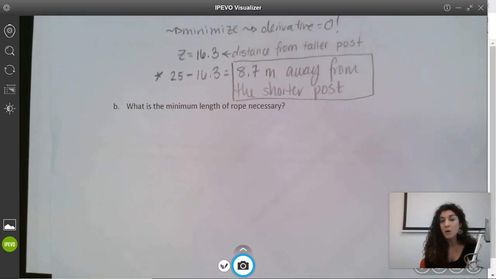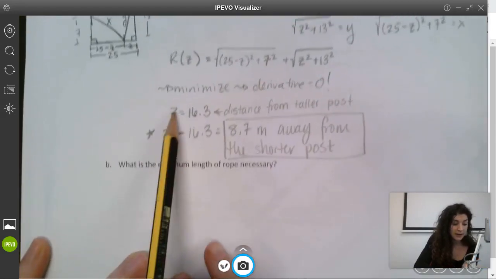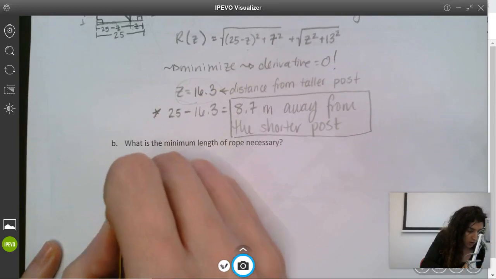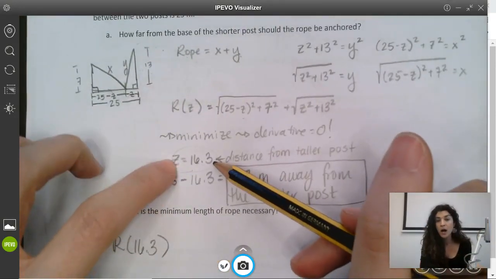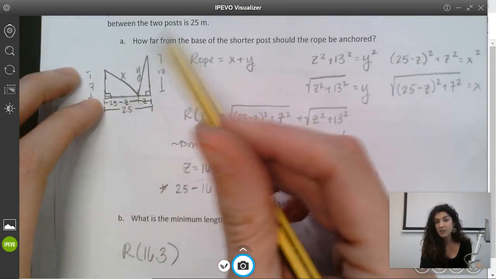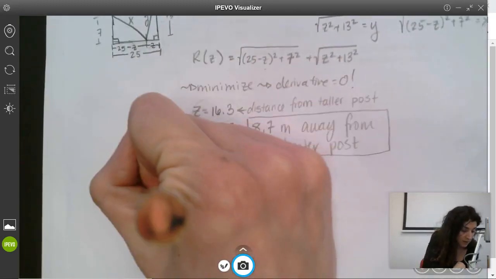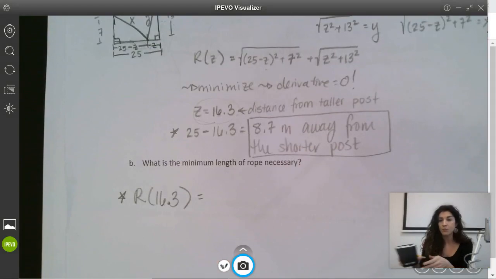Okay. What is the minimum length of rope necessary? So we need to find out, well, what is R when Z equals 16.3? So we're finding what is R of 16.3. 16.3 because that was what we got for Z, but just Z happens to be this dimension and not the dimension we were looking for. But still, 16.3 is what minimized our equation. Go ahead and solve for R of 16.3.